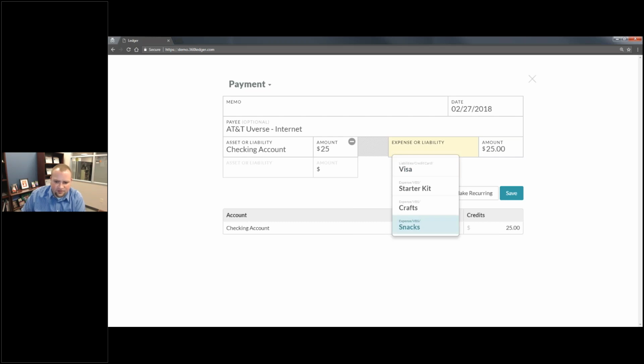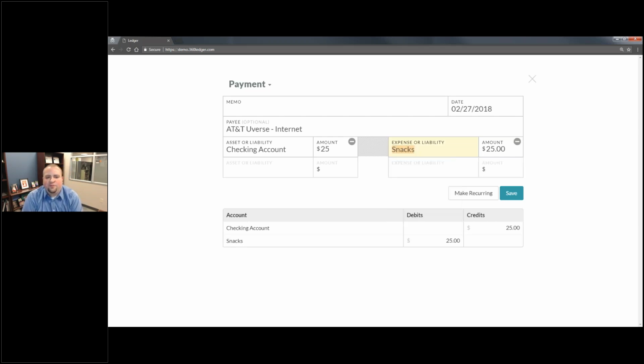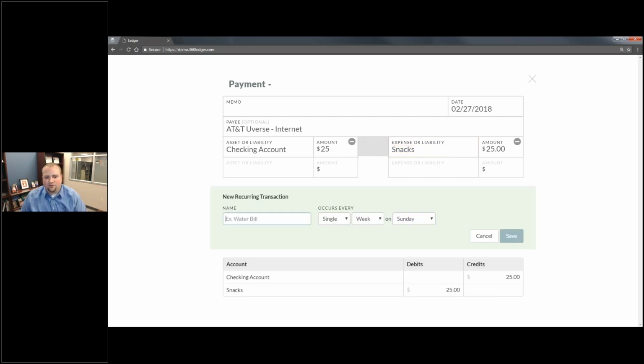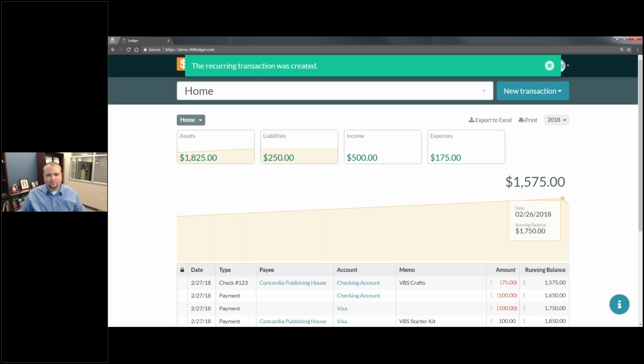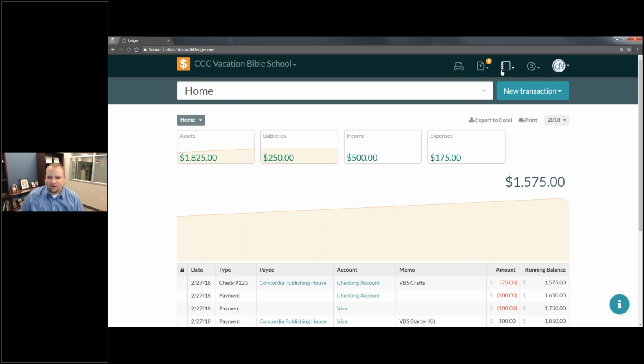For now, let's just do snacks as the example. And so let's say you're buying snacks from AT&T. That's an interesting approach. But let's say that's just a reoccurring thing. Every month, it's $25, same kind of thing. If you hit make reoccurring, it's going to give you the schedule. So we'll say AT&T bill every single month on the first Wednesday. Save. All right, so now that is saved as a recurring transaction.